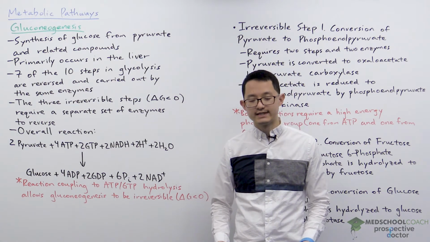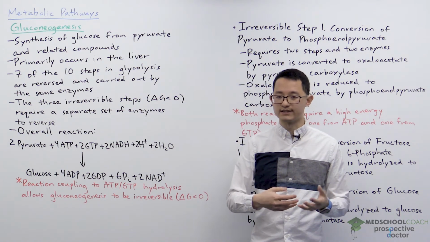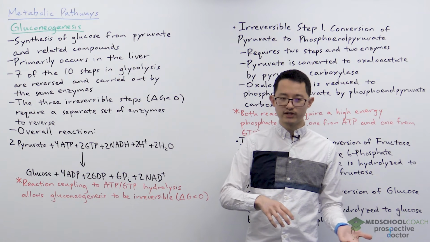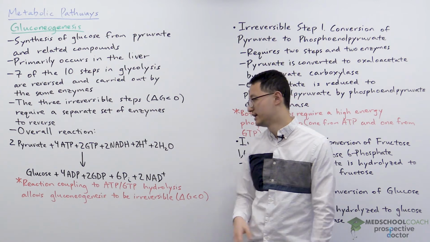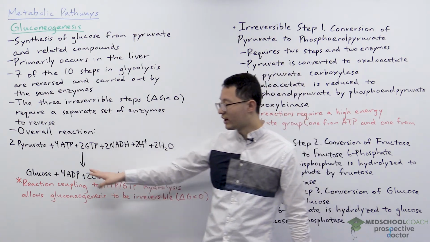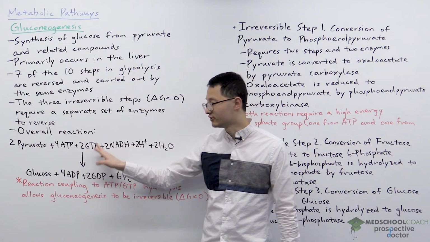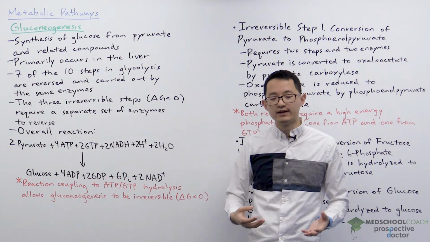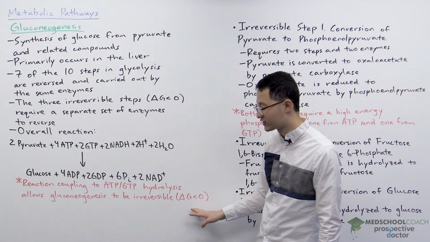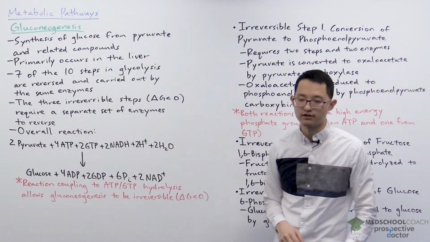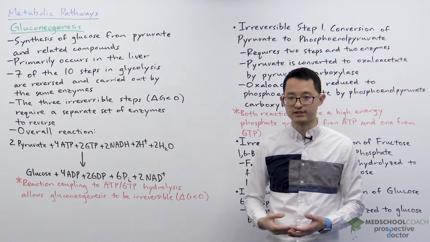Overall, gluconeogenesis is an exergonic process. And this might sound interesting because you know that glycolysis is exergonic and releases energy. Gluconeogenesis sounds like the opposite, but is also exergonic. How is that possible? Well, as you notice in this reaction, you require 6 molecules with phosphate bonds that are broken. And you know that when you hydrolyze these phosphate bonds, you're going to release energy. So essentially, gluconeogenesis uses reaction coupling to ATP or GTP hydrolysis to allow gluconeogenesis to be an irreversible exergonic process.